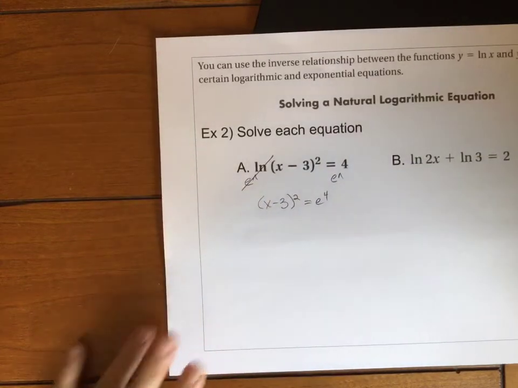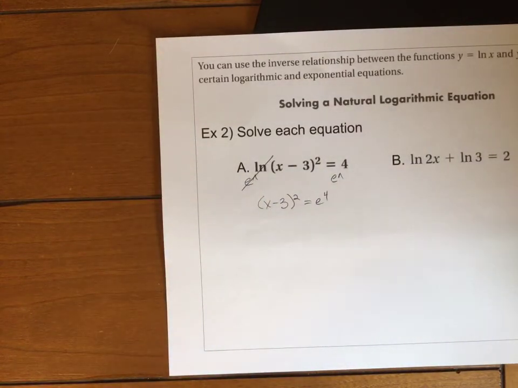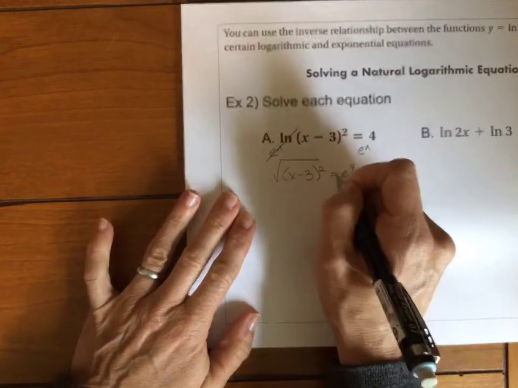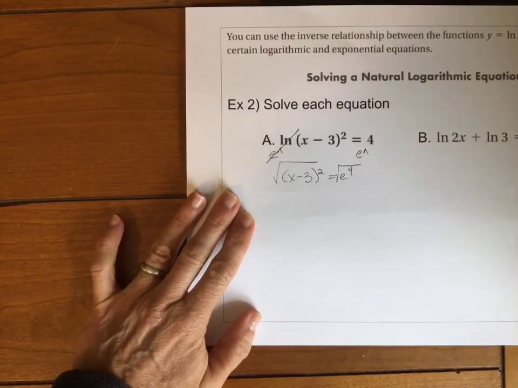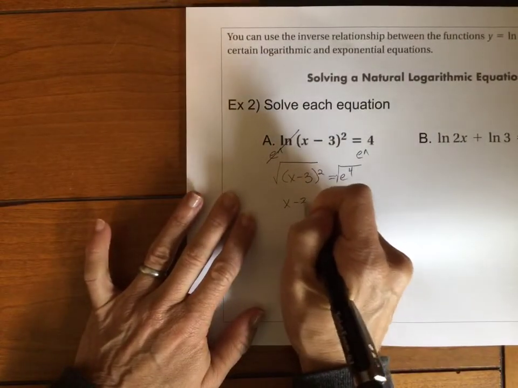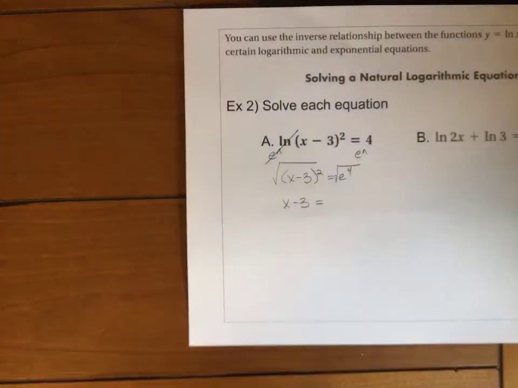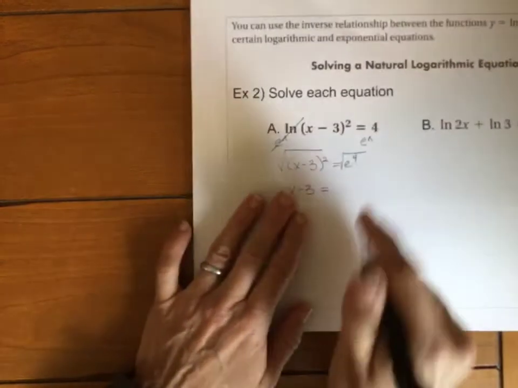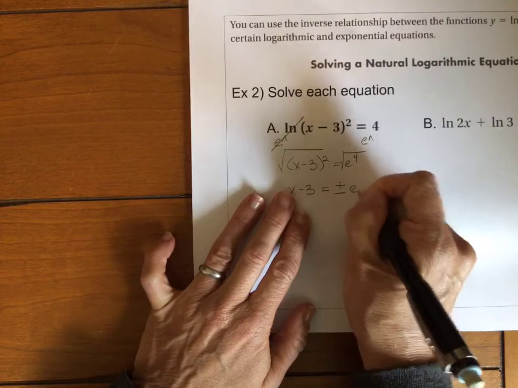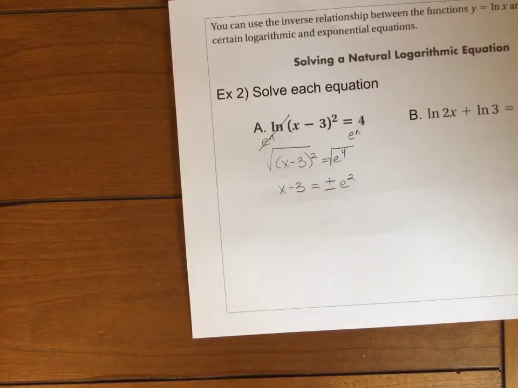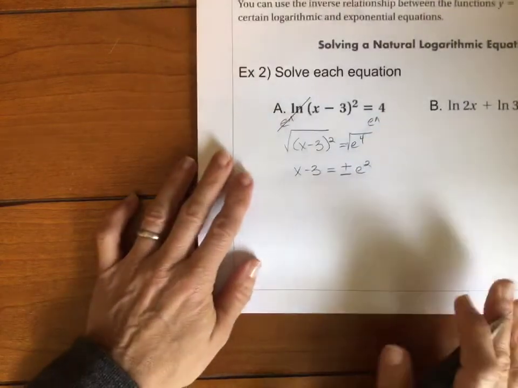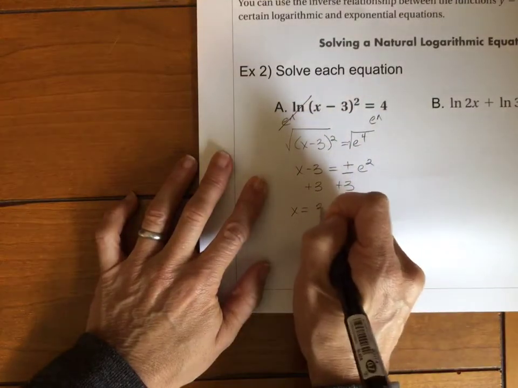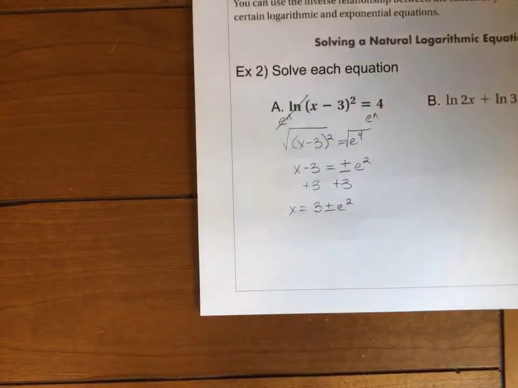So I'm not going to multiply this out. X is already in one spot, so I'm going to undo. I'm going to take the square root of both sides, which leaves me with x minus 3. Now, what do you get on that side? If I take the square root of e to the 4th, I'm going to get plus or minus e squared. I hope that makes sense. Now, last but not least, to solve for x, I'm going to add 3 to both sides. So I get 3 plus or minus e squared.